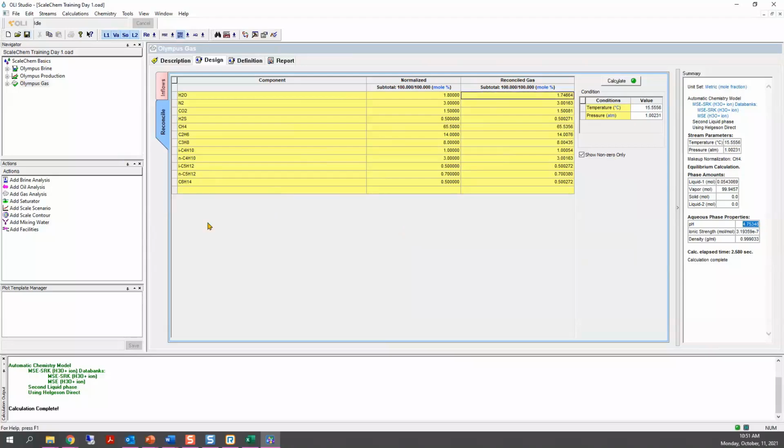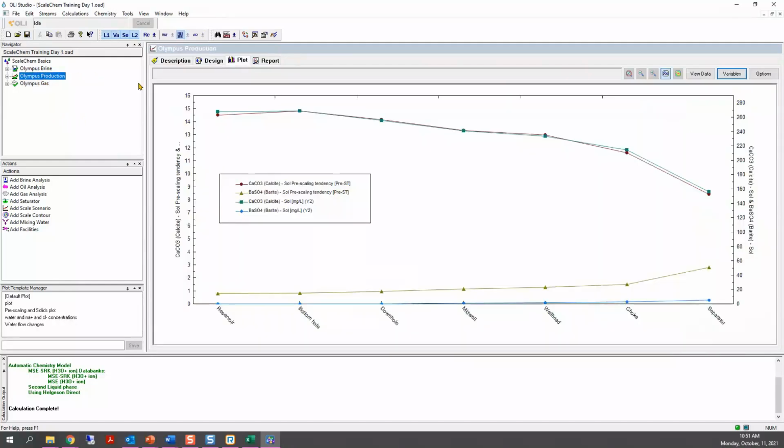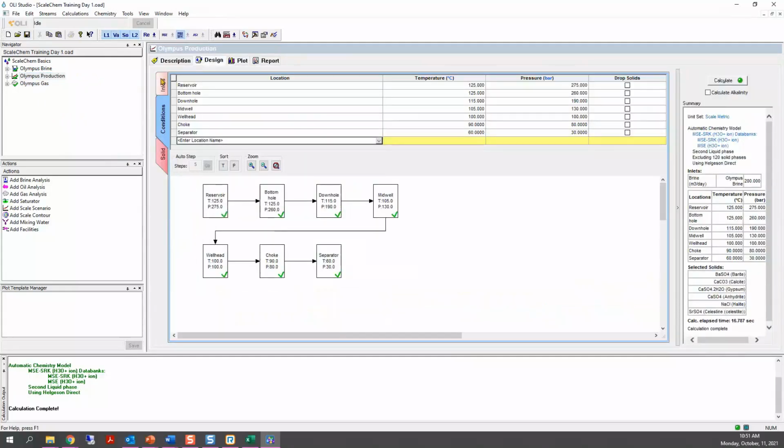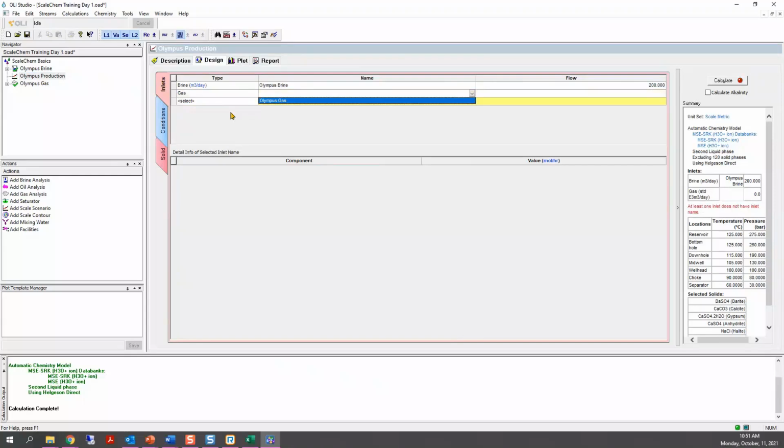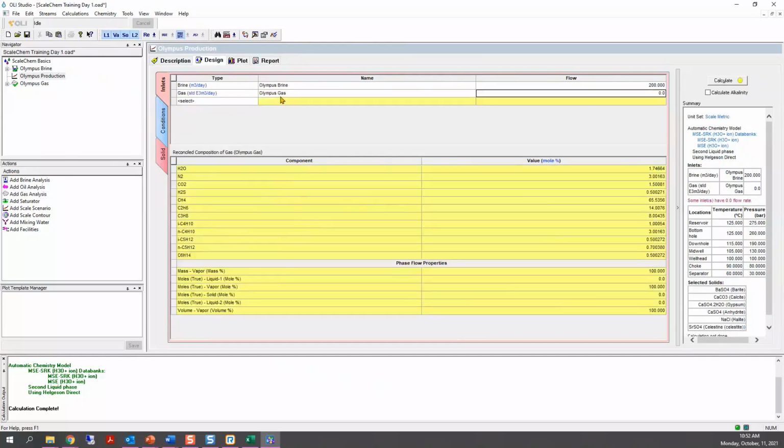Now we're going to put this gas in equilibrium with the brine, okay, and see what happens to the scaling tendencies. So we are going to go to the Olympus production, click on Olympus production, click on the design tab, and let's go back to the inlets sub-tab here. So initially we had the brine, now we want the gas. We want to add the gas, to mix these two together. So we select gas, and under name, the software recognizes that we have an Olympus gas. And we select the gas.